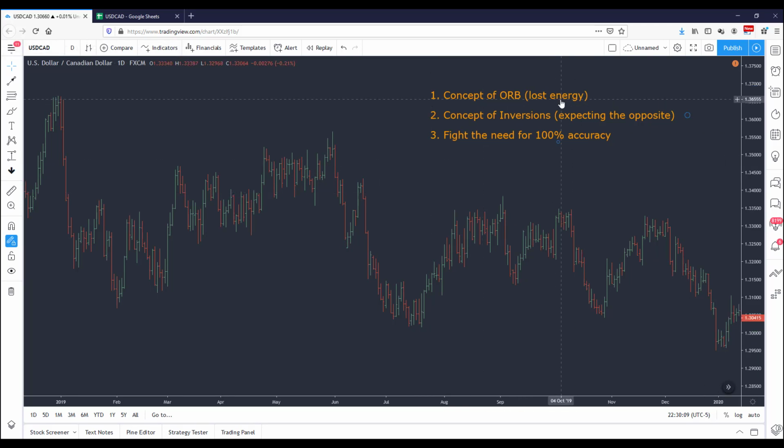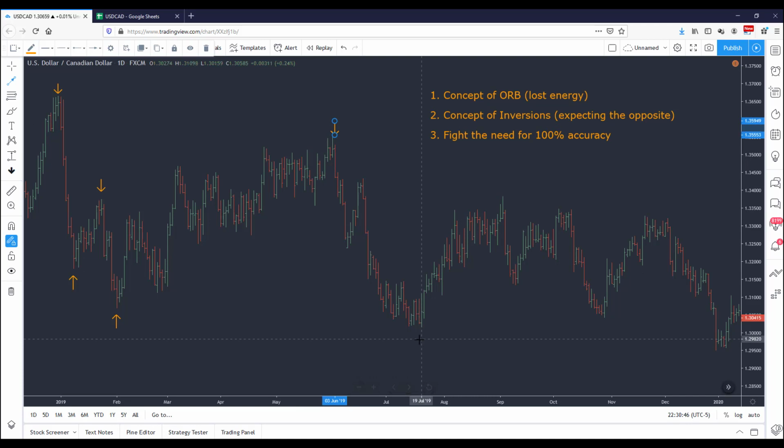Okay, so concept of orb. Concept of orb means technically when we're doing these studies, we want to catch the exact pivots. So the exact high, the exact low, the exact high, and exact low. And in theory, that's what happens. But because of the concept of orb or lost energy, what ends up happening is half the time you'll catch the exact pivot, but the other half you'll catch the day before or the day after.